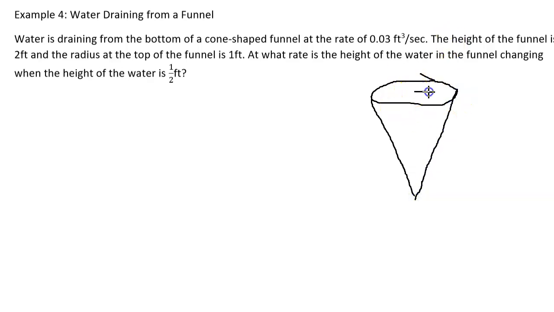The radius at the top is constant, and so we can go ahead and label that as 1 foot. And then they tell us that the volume is changing at a rate of 0.03. So dV/dt is 0.03 feet cubed per second. They also tell us that the height of the funnel is 2 feet. Oop, that is not quite vertical.